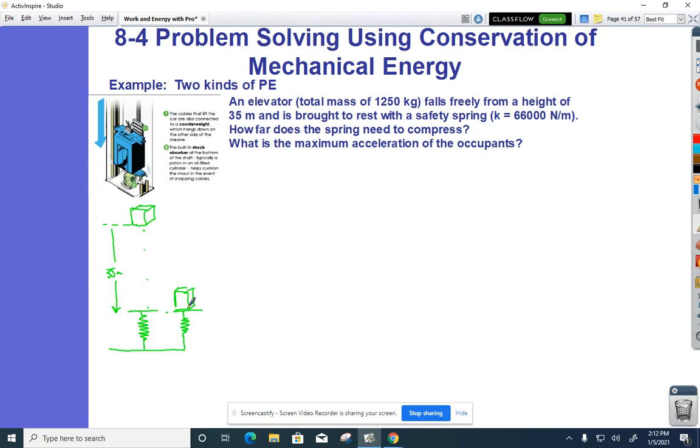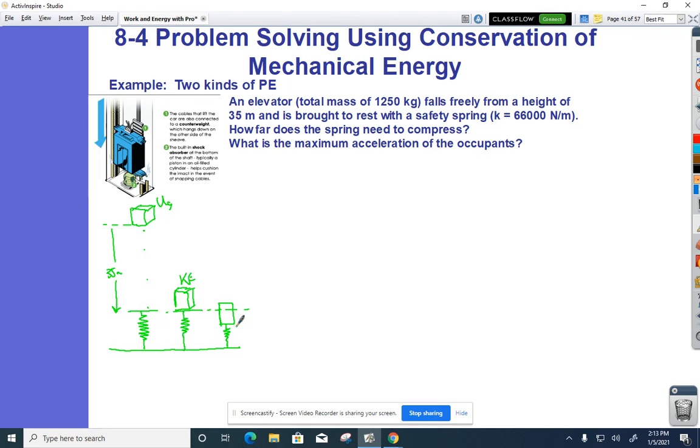So now I just have a different energy state where it's taken its gravitational potential energy and put it into kinetic energy here. And then when I'm all done, this thing's going to go down some distance. I don't quite know what that is yet. That's one of my goals here, to find that. And I've stopped at this particular point.